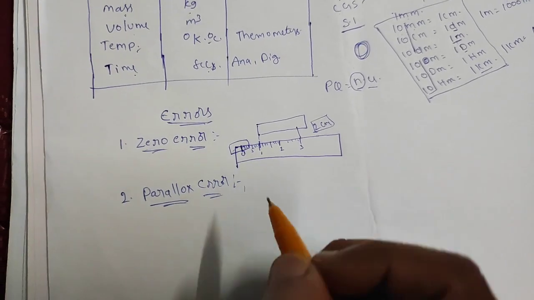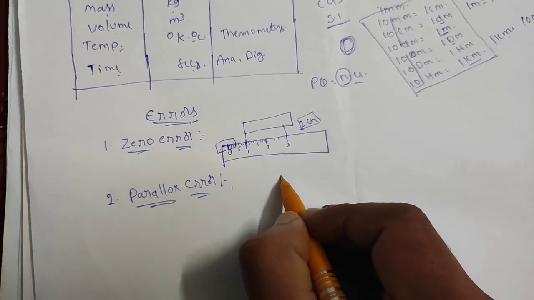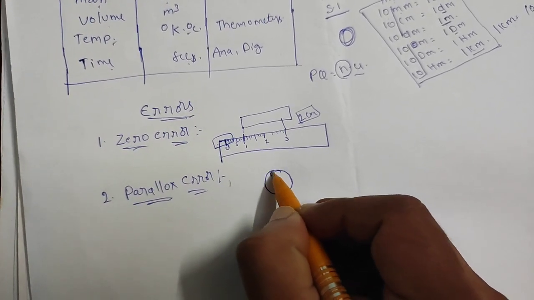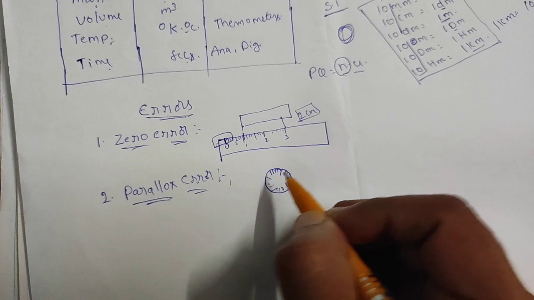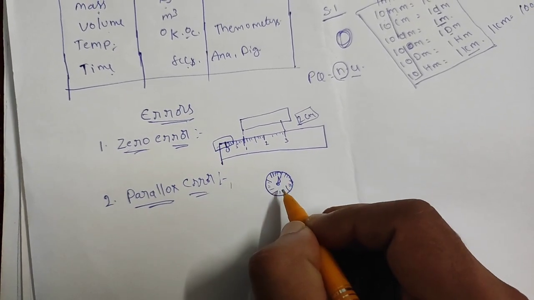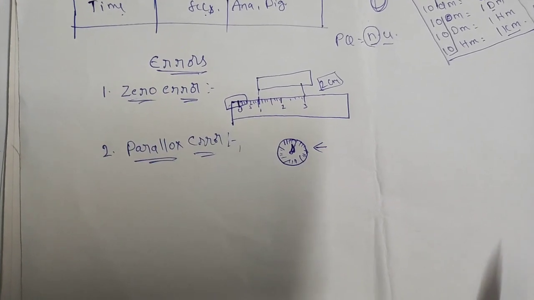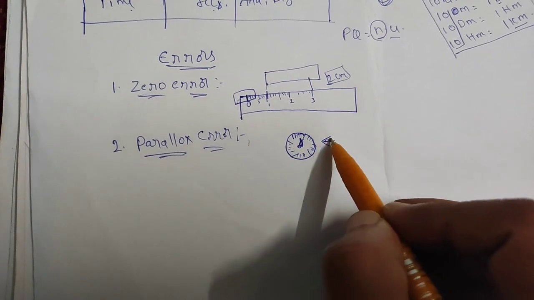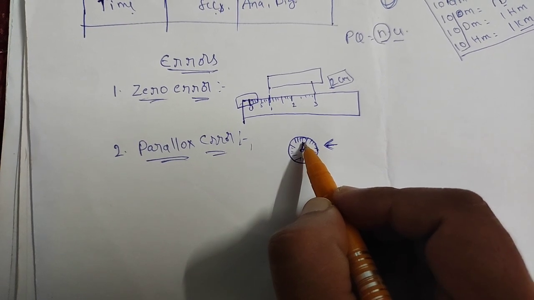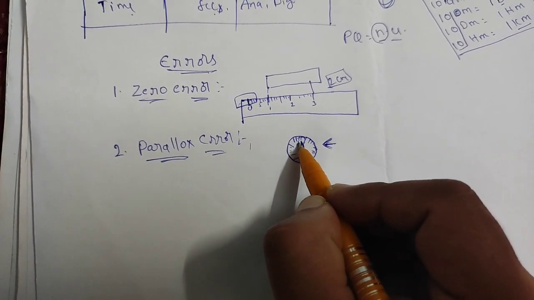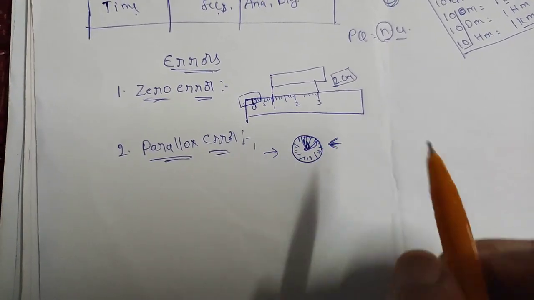Parallax error means, suppose there is a dial, and these are the readings, and this is the indicator. If you are watching from the right, parallax error is completely because of our perception. If you are watching from the right side, you can see the dial will be on the left one. If you are watching from the left, the dial will be from the right.